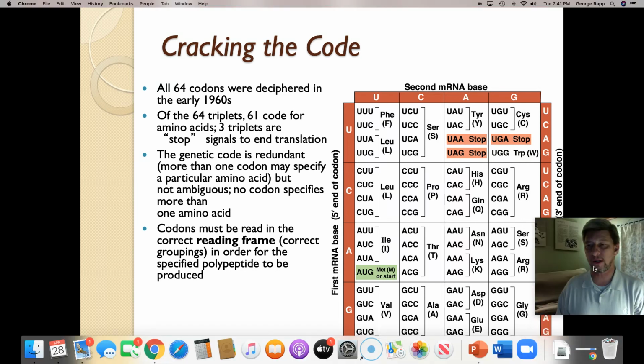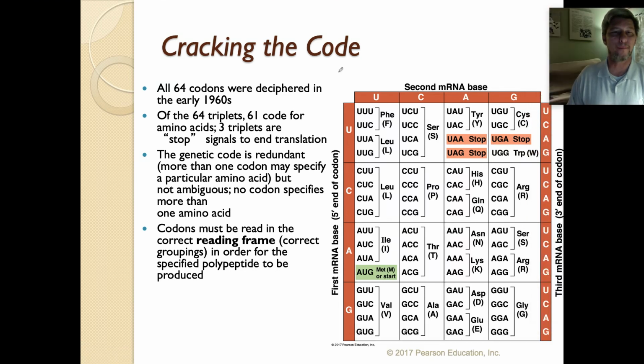And this is the coding table, all right? All 64 codons were deciphered in the early 1960s. 61 of them code for amino acids, and there are 3 that are stop signals, and 1 which always codes for methionine, which is the start signal. All right. The genetic code is redundant. As I said a minute ago, more than one codon can code for a given amino acid, but no codon codes for more than one amino acid. And the codons, of course, must be in the correct reading frame in order for a given polypeptide to be produced.